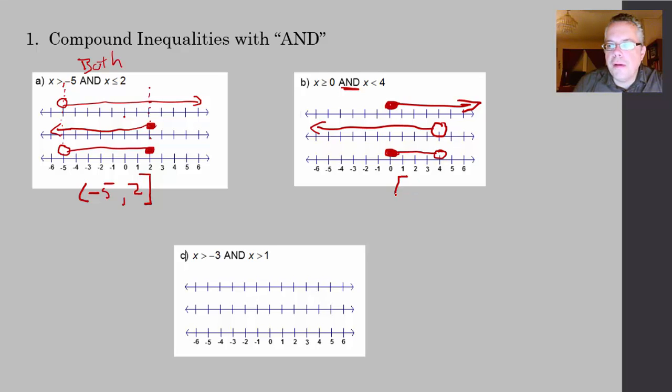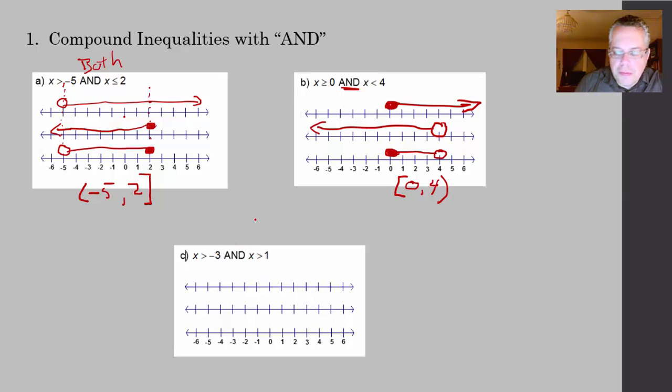Again, I just want to practice interval notation. So this begins at 0, includes 0, so a square bracket, and then an open parenthesis at 4. That's how we'd write that in interval notation. All right, this is our last example for "and." So let's take care of this one.